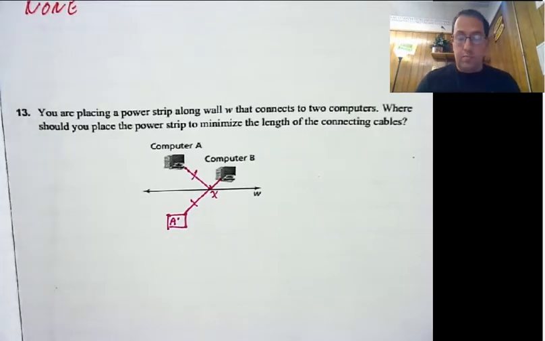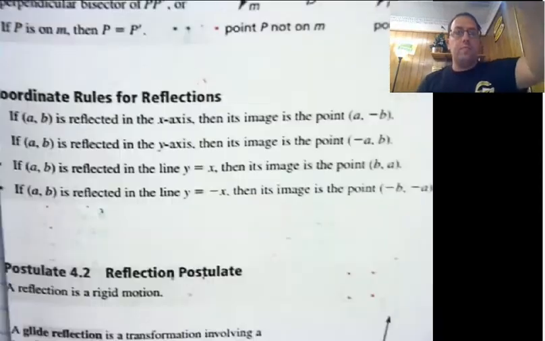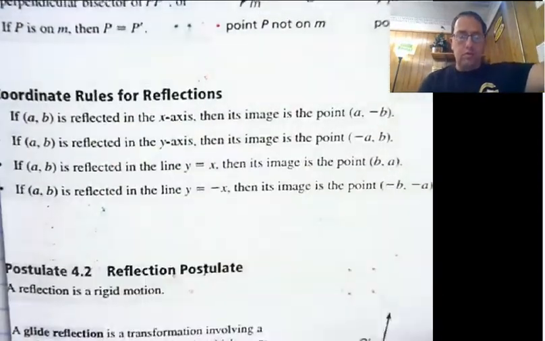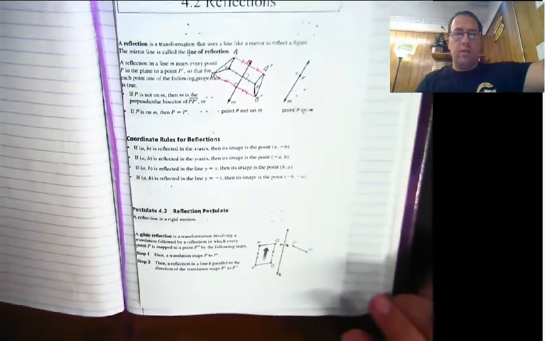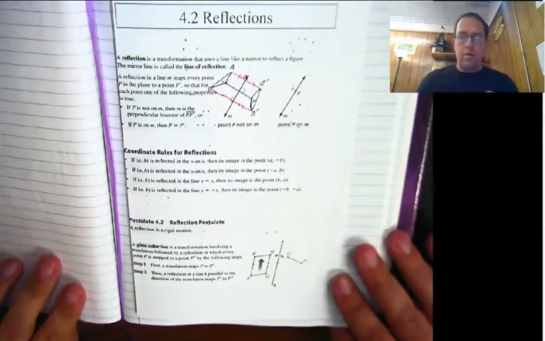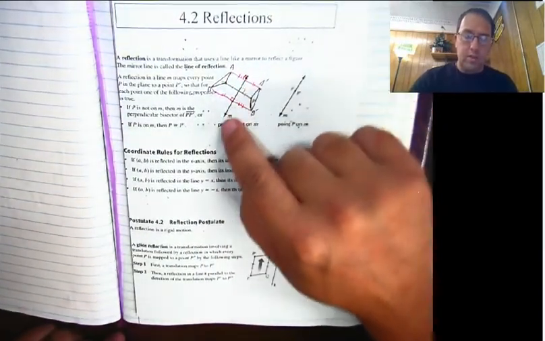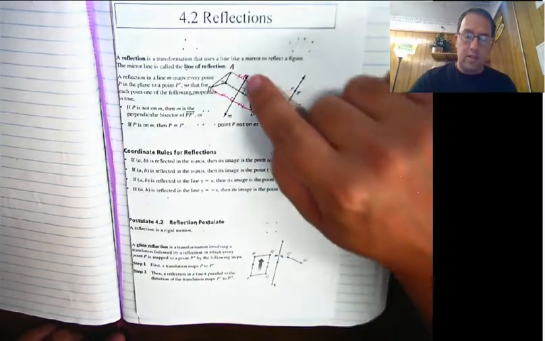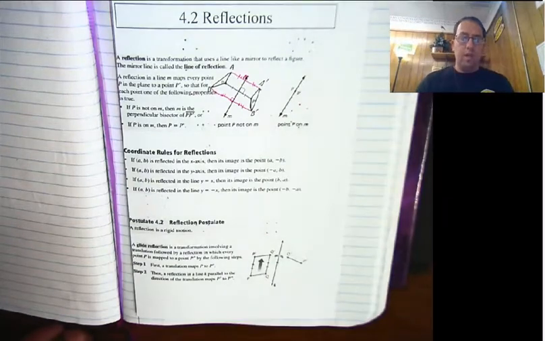There's reflections. Biggest thing, remember that the rules here, the coordinate rules, those are a big deal. And also the very important thing is to remember that on a reflection, the distance from the image to the line of reflection is the same as the distance from the pre-image to the line of reflection. All right? Hopefully that helps, and I'll see you in the next video.